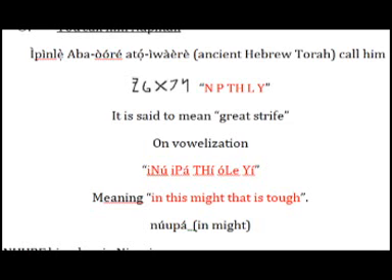Inu ipa ti o le yi, meaning in this might that is tough. That is, she was describing the struggle that she did with her sister by handing over her slave, her maid, to her husband. So like this is fight, this is war. So looking among us, what we see is we have the Inopa.